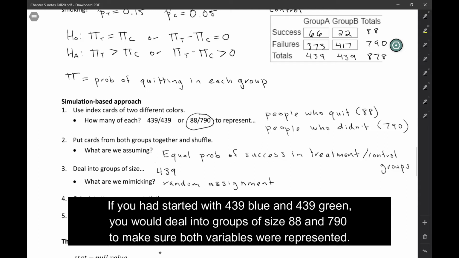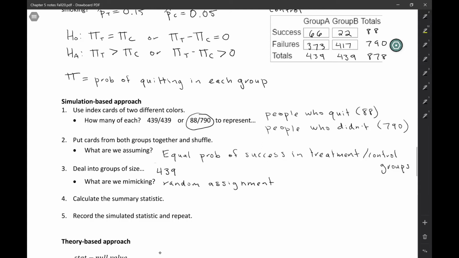We represented the response earlier. Now we're dealing into equal size groups to represent the explanatory. We need to calculate a summary statistic that summarizes the whole sample, and this does need to be a single number. A lot of times people will say just record the counts in each group or record the proportions in each group. But that doesn't really work because that gives us more than one number, and we want just one number to summarize the sample.